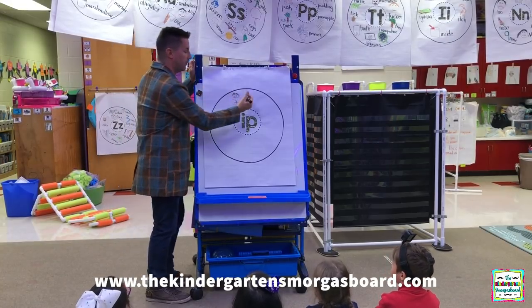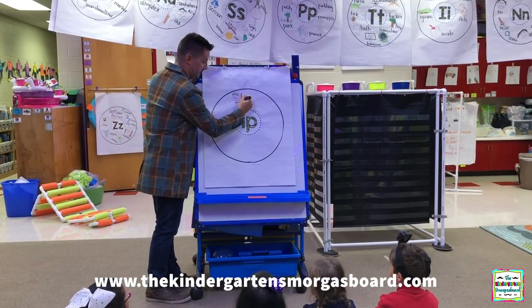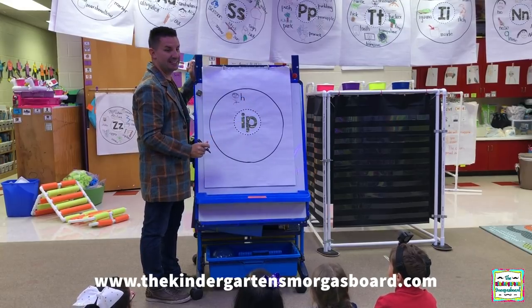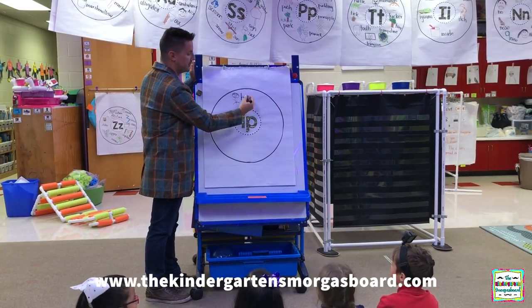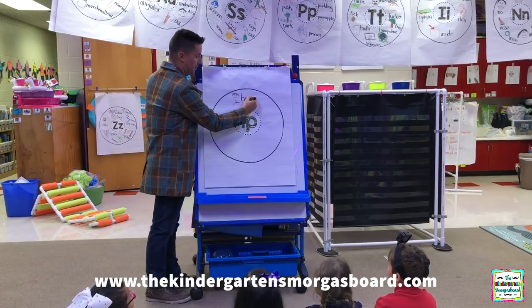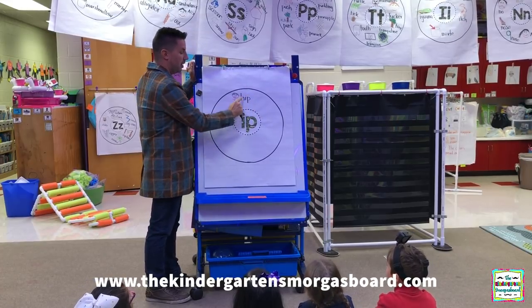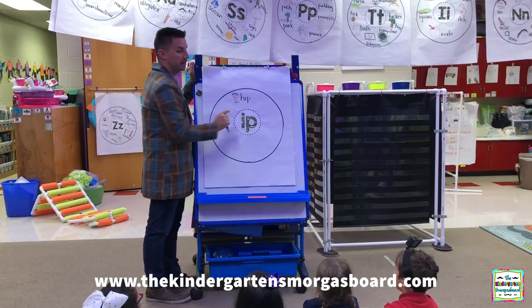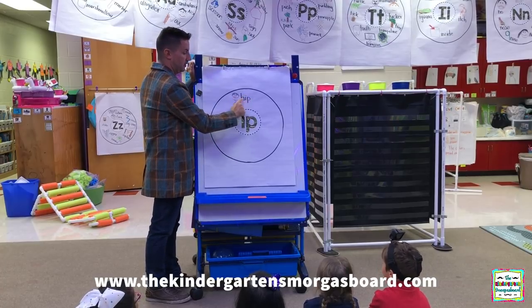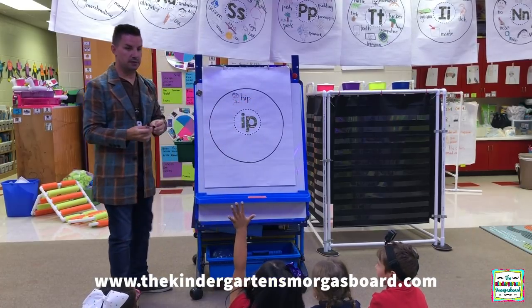Sound. How do we spell? H-E-P. And what's our word family? Hip. What's our word family? Hip. How do we spell I-P. Hip. You do it. Hip. Hip. What word? Hip.